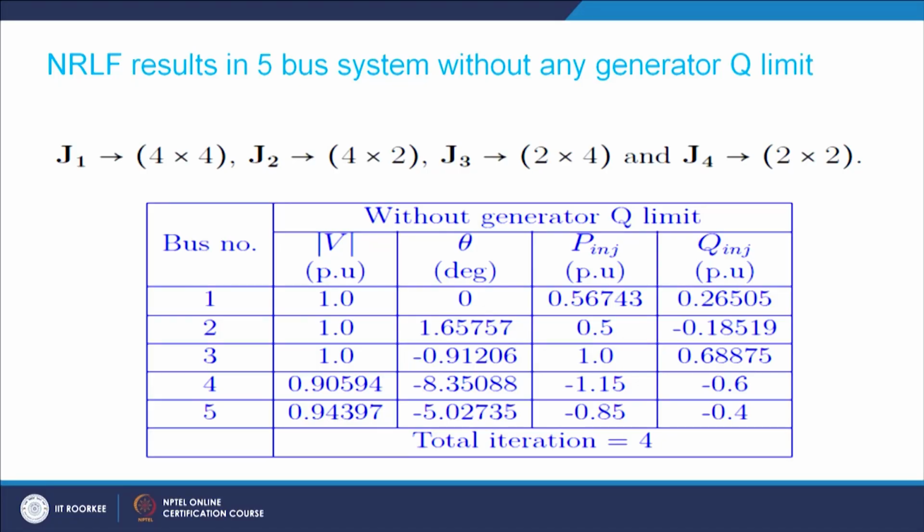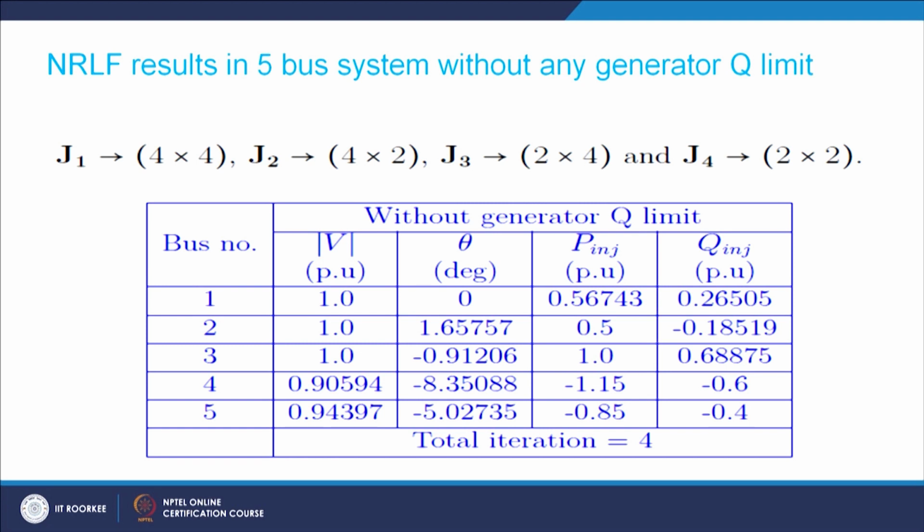And then, without generator Q limit, that is, we have initially considered that the minimum and maximum values of the generator are pretty high. For example, for all these generators, the minimum value has been taken as minus 500 MVAr, that is, it can absorb up to 500 MVAr, and the maximum value has been taken as 500 MVAr, that is, it can generate up to 500 MVAr. Because we have taken a very large value of this limit, virtually there is no generator limit. So without any generator limit, we iterate this and we find this result.